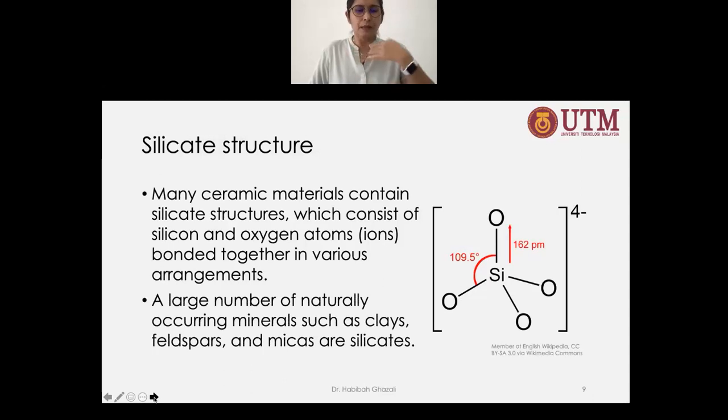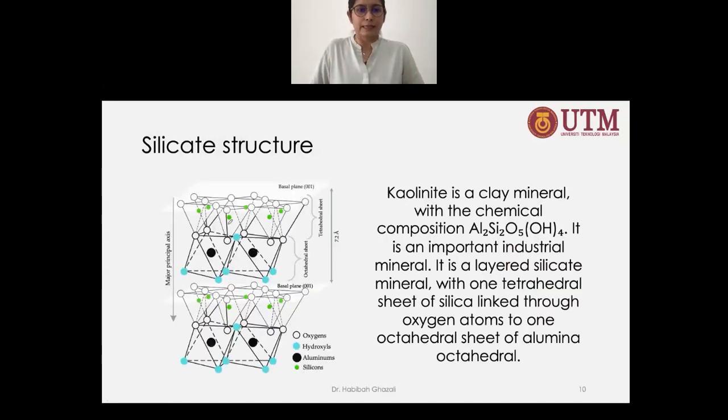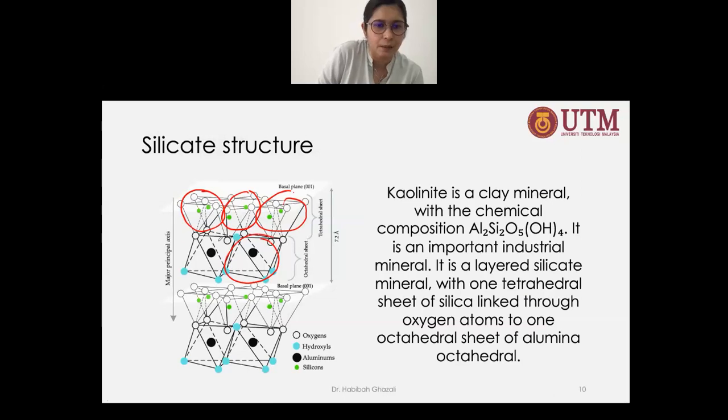A large number of naturally occurring minerals such as clay, feldspar, and micas are silicates. So they have this molecule inside their crystal structure. For example, this is clay, a clay mineral called kaolinite. You can see that the silicate molecules are bonded with other molecules to form the clay.